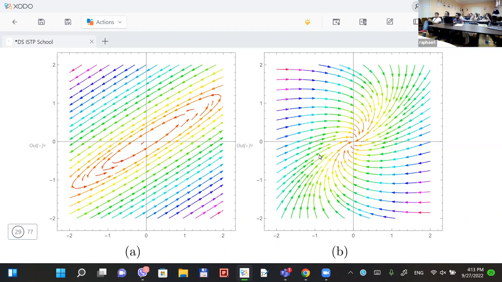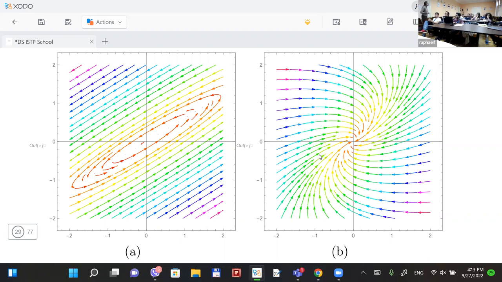If I just showed you that picture, you would be completely right. If I asked you what type of fixed point is here, and you answered this is the degenerate node, I would tell you that you're right. But no, this is the spiral, which is not shown in this picture quite well.